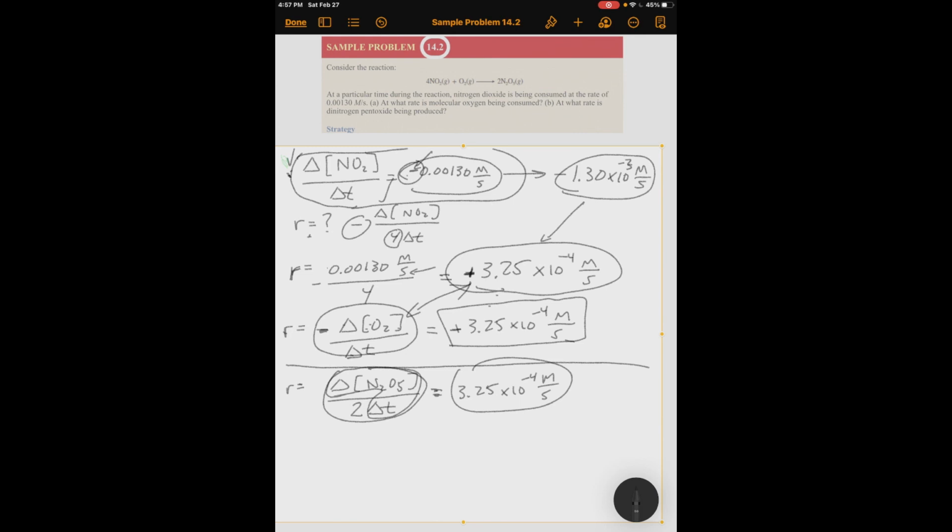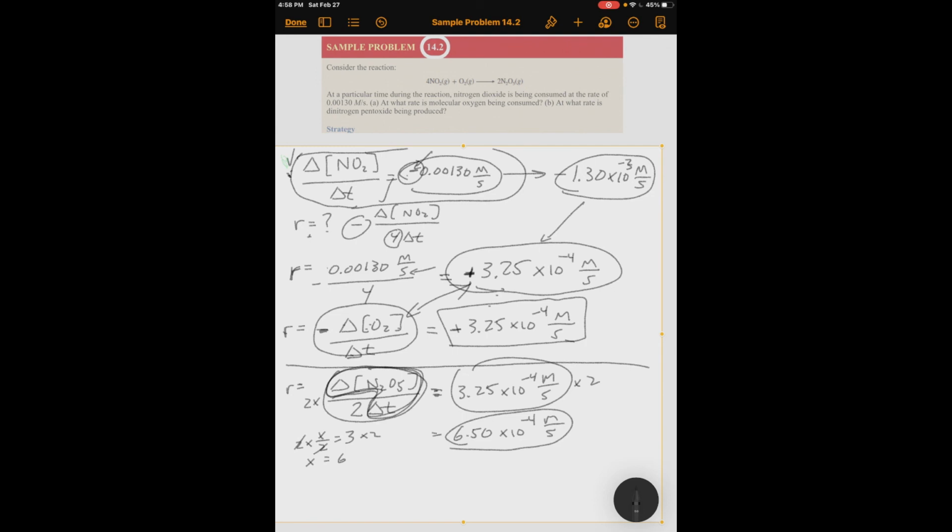If I told you, you have x over 2 equals 3, and I want you to find x, what would you do? You'd multiply both sides by 2. And then that would give you x equals 3 times 2, which is 6. So same thing here. We want the change in concentration over change in time. We don't want the 2, so we multiply both sides by 2. So we multiply this side by 2, we multiply this side by 2, and you get 6.50 times 10 to the minus 4 molarity per second. And there you go. There's your final answer.